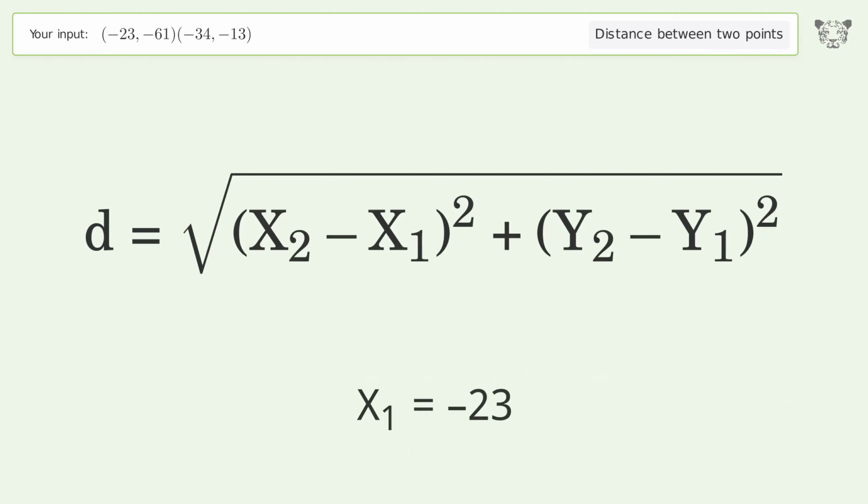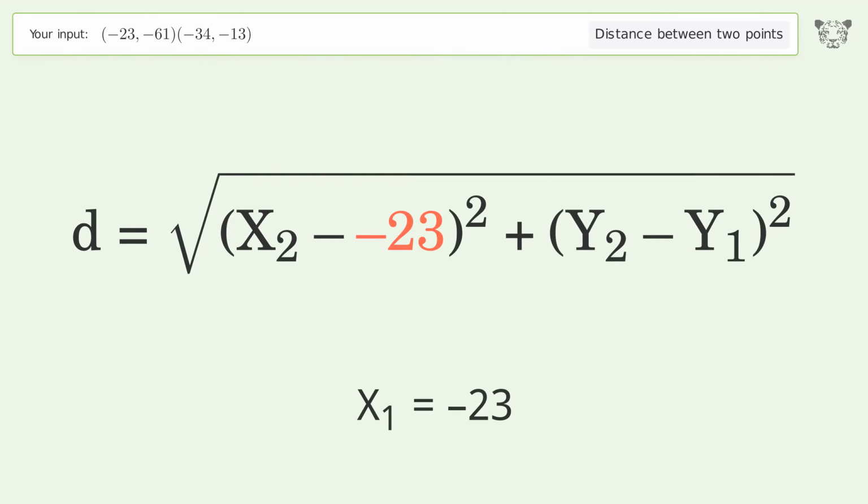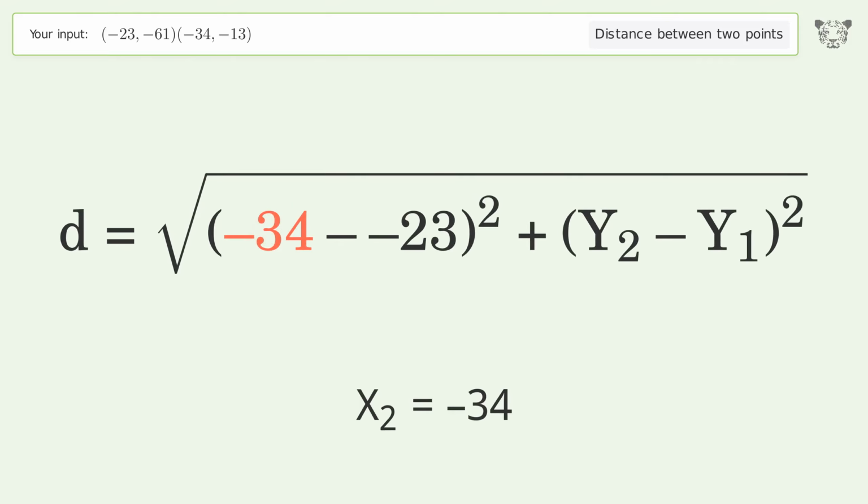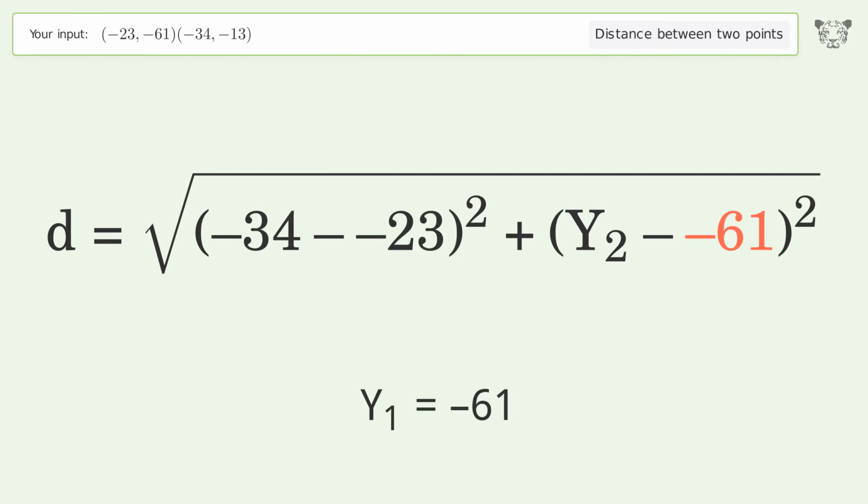x1 equals -23. x2 equals -34. y1 equals -61. y2 equals -13.